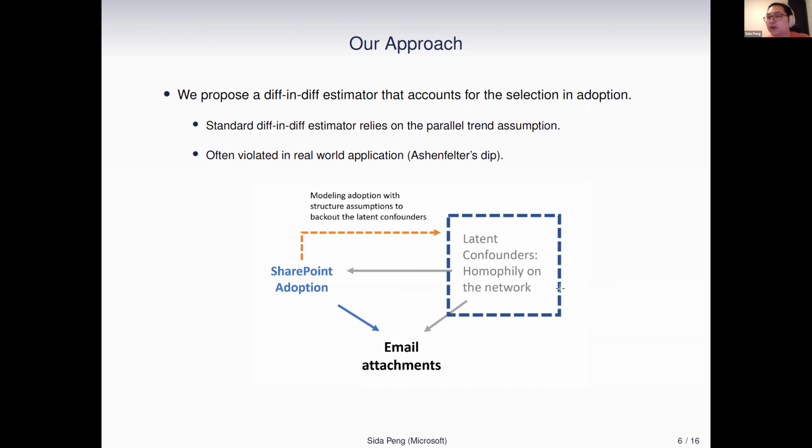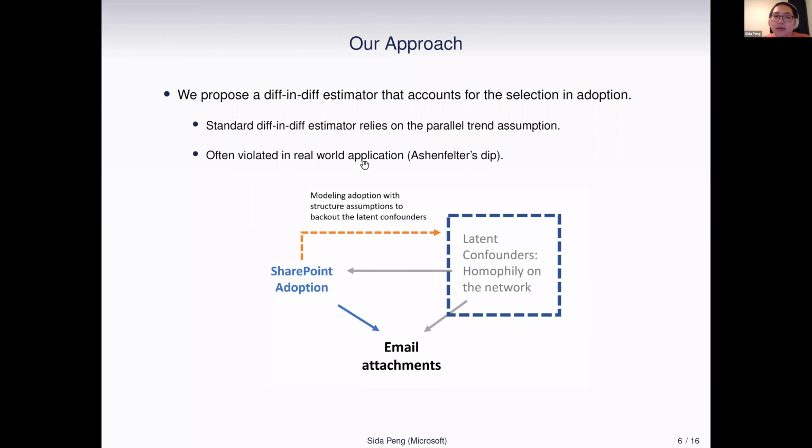Say you may belong to a product group which we do not observe. In this case, when your product group is engaged in a big project, this is the time where you are more likely to learn about a SharePoint technology, because you need to work extensively with your colleagues at the time of a project. But in the meanwhile, because of the project, you also may be sending more email attachments. So this will be a latent confounder here. And then we are trying to identify this confounder through modeling the adoption process and using this to back out the confounder and then adjust for it in the identification of the treatment effect.